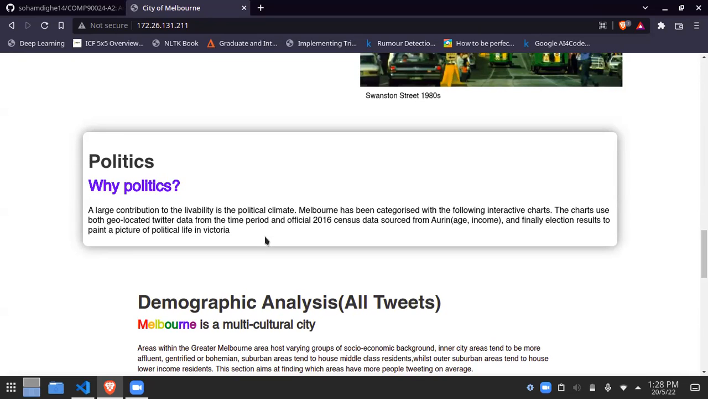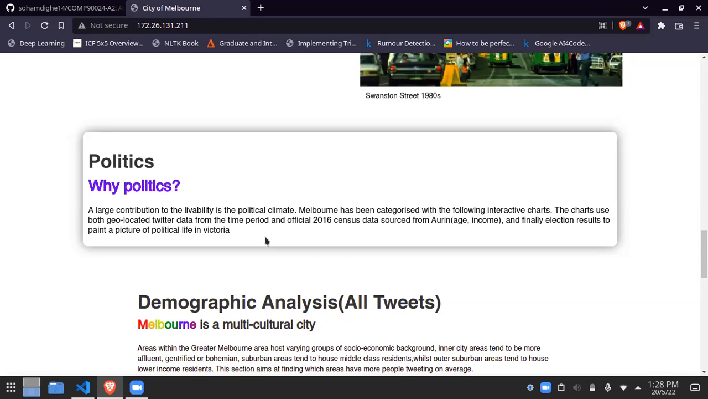Why are we talking about politics? Because when we talk about livability, the very first thing that comes to mind is what the people want. Livability is all about the people's wants. So who they choose as a leader, what they think of the politics going on, what their opinions are, basically affect heavily how livable a city is.